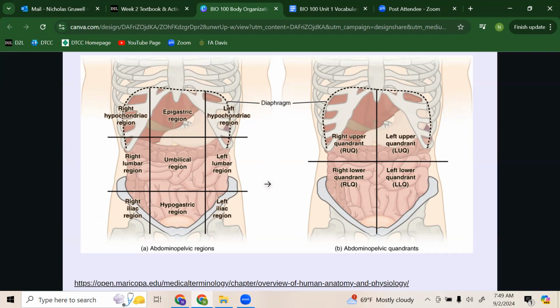Like I said, our regions are a bit more specific. You do need to be able to label these. If you see a diagram just like this with our 9 boxes or our 4 boxes, you should know what the names of the different regions and quadrants are. On your test, you'll see them labeled with letters, and it may ask you what region is letter C. So you should know these two charts.